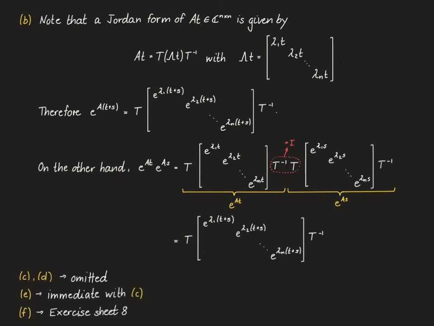The proofs of parts C and D are omitted, as they are pretty straightforward and not very interesting. Part E is immediate with part C, and part F is left for you to solve as part of exercise sheet 8.